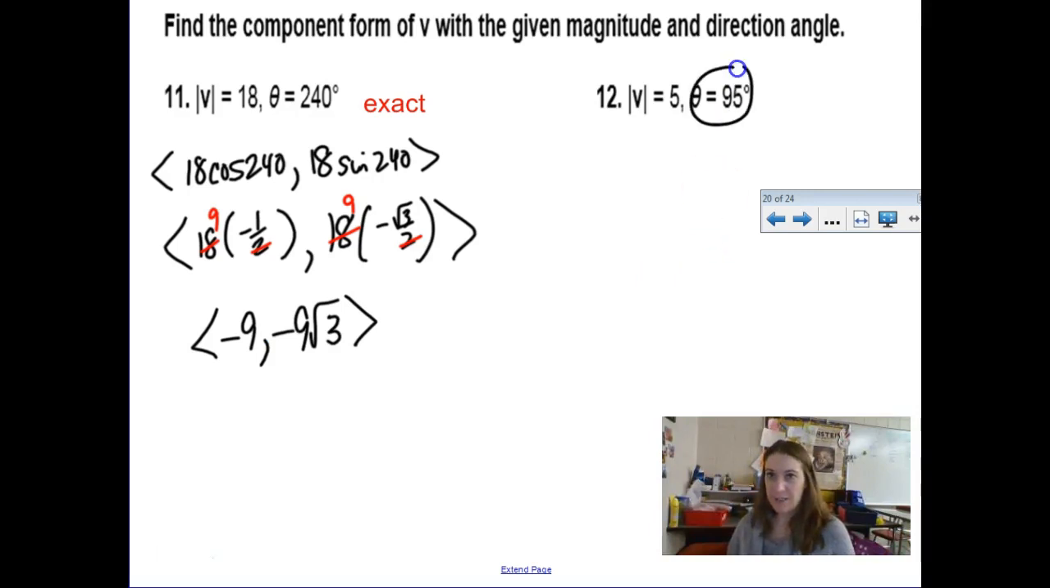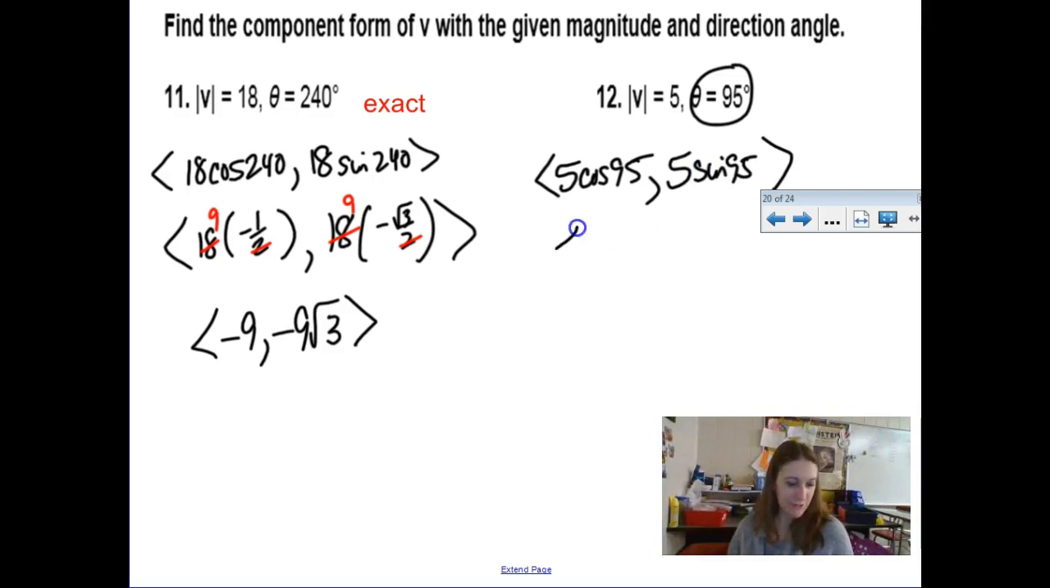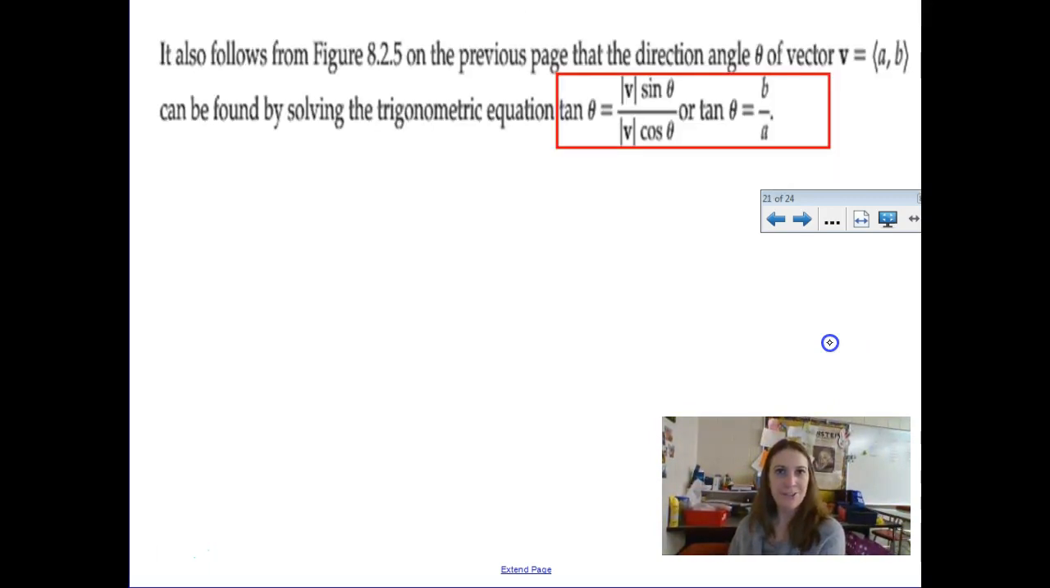This one, however, 95 is not part of my unit circle, so I just have to deal with a not exact answer. So 5 times the cosine of 95, and then 5 times the sine of 95, and I'm just typing away on my calculator, which someone already did for me. I have negative 0.44, comma, 4.98. Lovely.